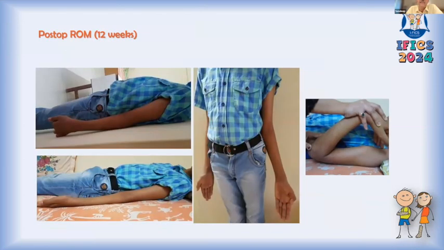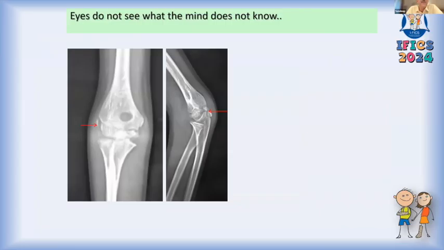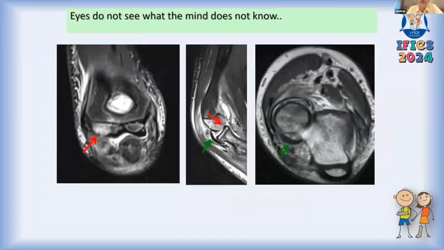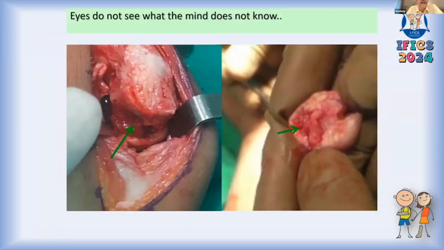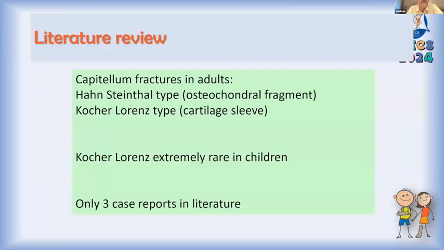He regained his elbow function, but there is residual valgus instability, and all this could have been avoided provided we had picked up the injury primarily and then treated it appropriately. But the eyes don't see what the mind doesn't know. So it's important to understand that osteochondral fractures can be there around a swollen elbow in a child with subtle instability, and it's important to look for them and fix them. So on revisiting the CT scan, you can see that osteochondral fragment lying behind the radial neck, and we should have picked it up and fixed it.